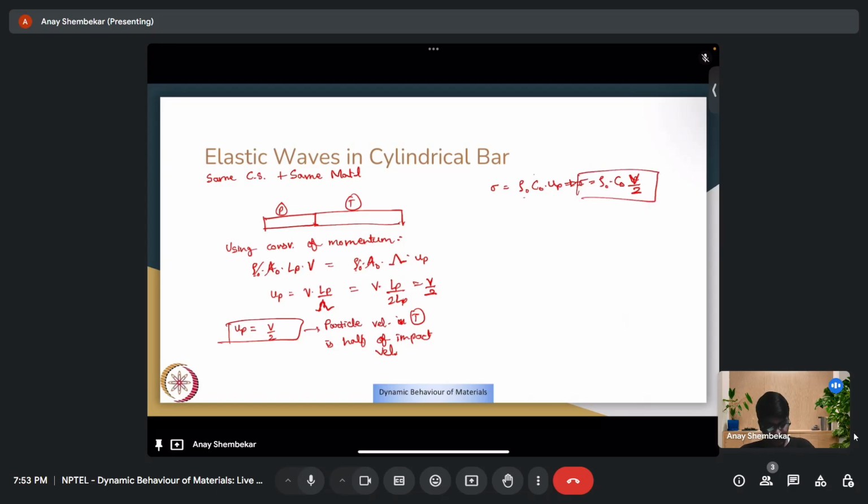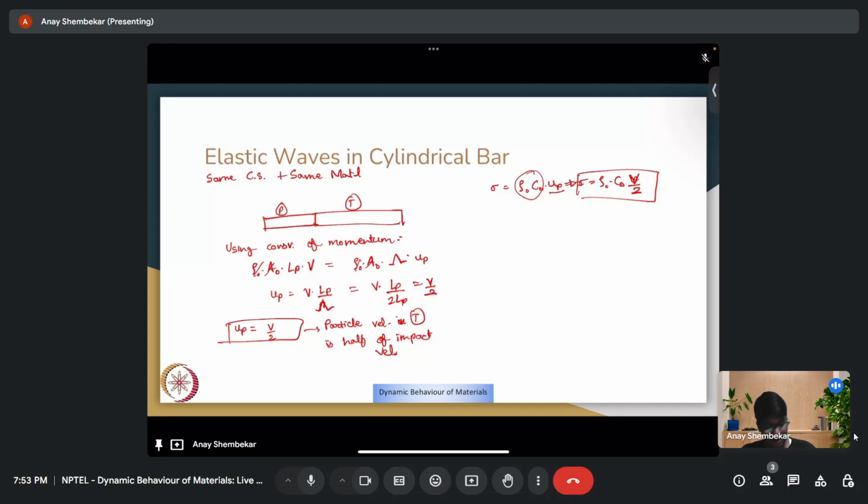This also we have seen, this is nothing but the acoustic impedance. We have already seen this in the previous class. This is the particle velocity. So this gives us a relation between stress generated and particle velocity as well as the inherent material property.